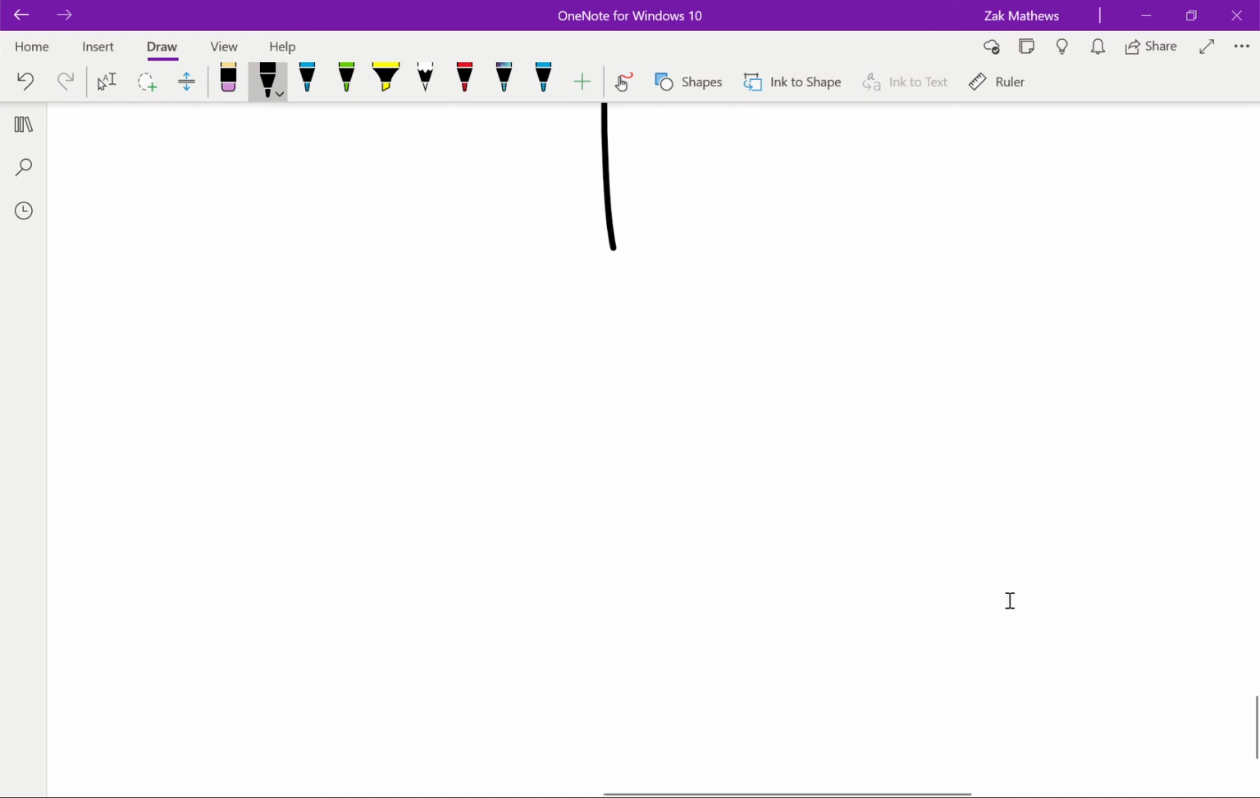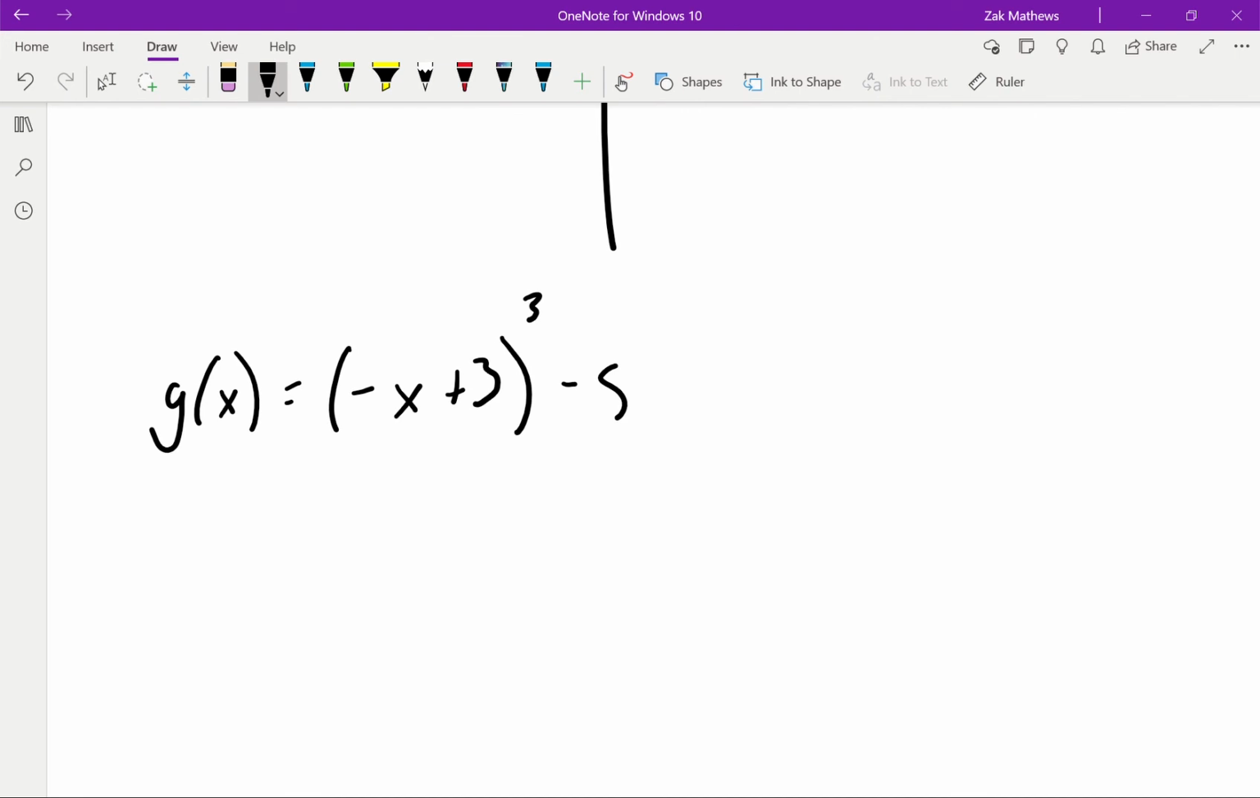The order absolutely matters. Let's take another equation. Let's call this one g of x just for a little variety. -x plus 3 cubed minus 5. So the first thing I'm going to do is identify the parent function. That is the x cubed function, which remember looks like that.